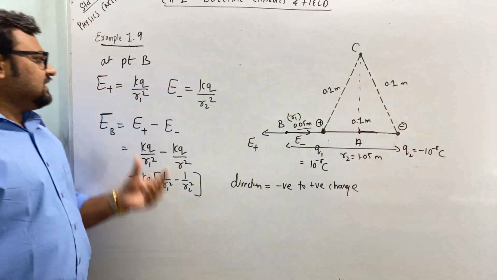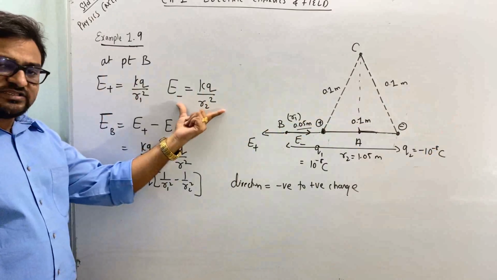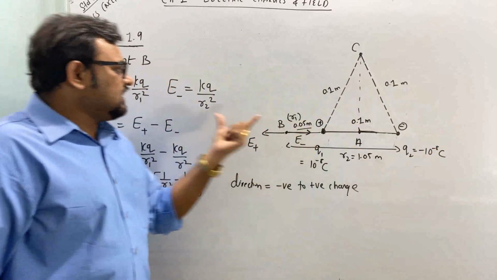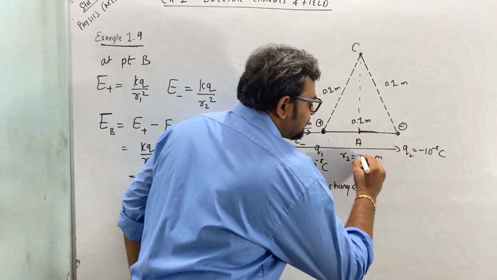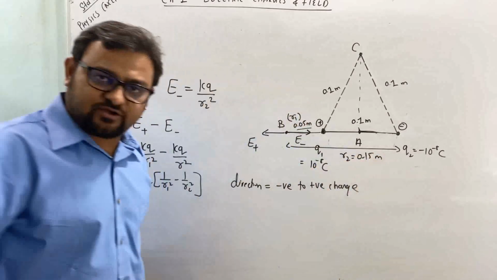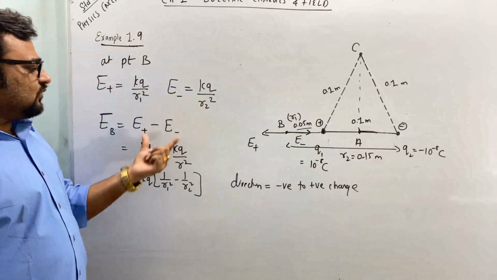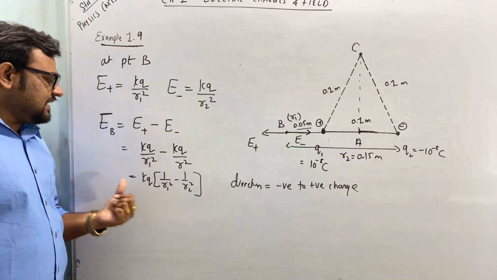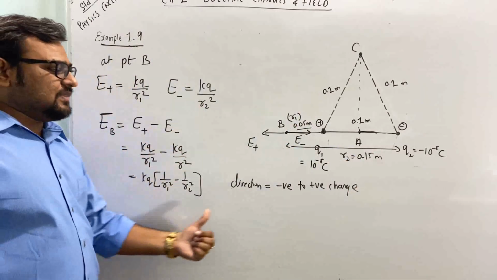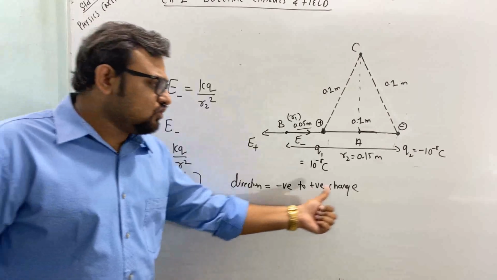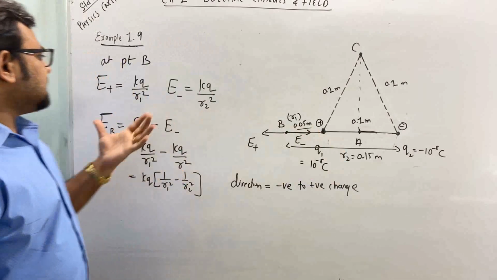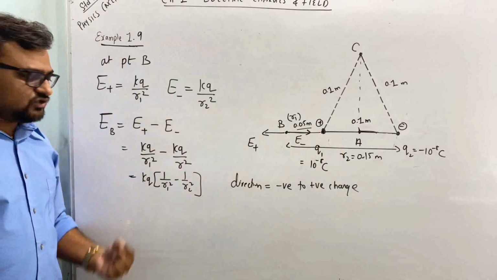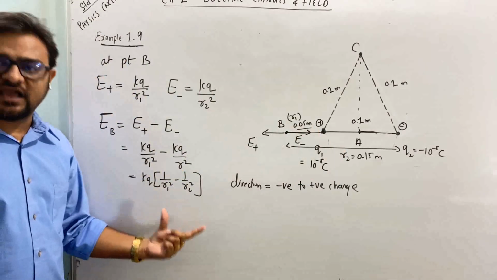Clear? So I'm repeating. This is E plus, E minus. R1 is 0.05. R2 is, sorry, it's not 1.05, it's 0.15 meter. Clear? So put that value and you will get the magnitude of electric field at B and the direction negative to positive, means in this way. Clear? So this was at point B. You put down the values and find out the answer.